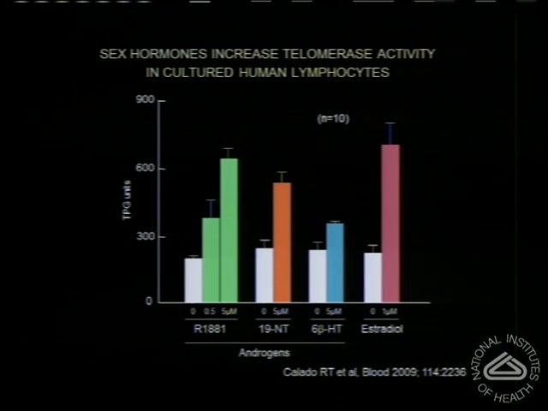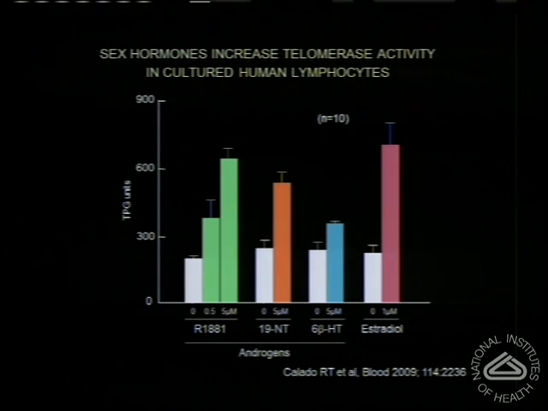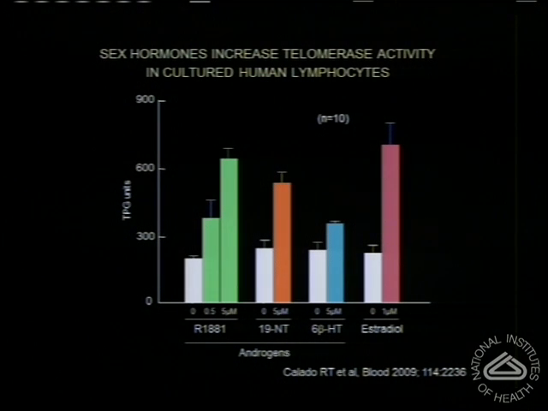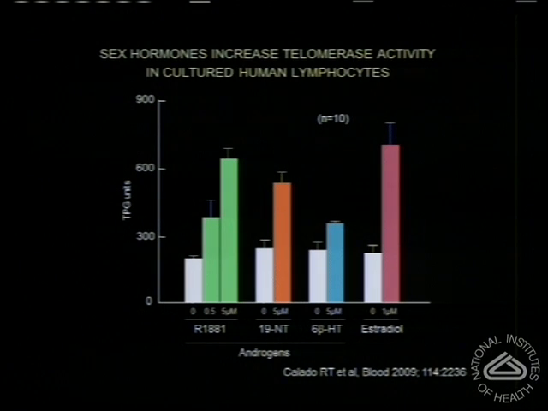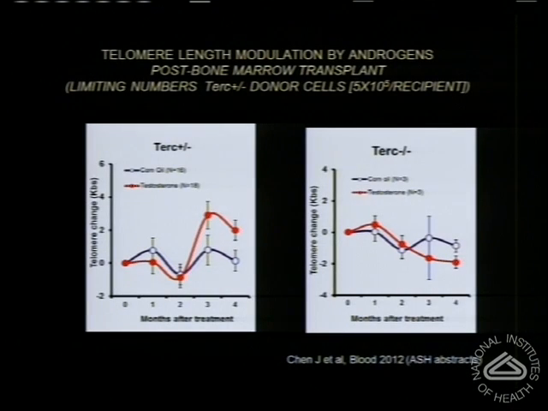So synthetic and natural male hormones will upregulate the telomerase gene. And that's likely the mechanism by which they help repair the bone marrow. You can see that actually in animal models.